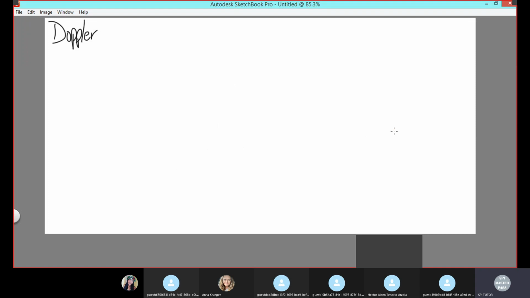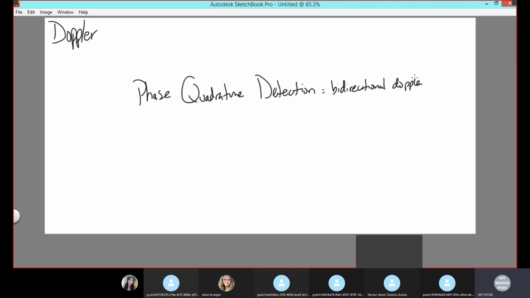Now they want you to know this term. This term is called phase quadrature detection. Okay, this term just basically means bidirectional Doppler. So bi is 2 and then directional is directions. So you can see 2 directions. This is what allows us to see 2 directions.